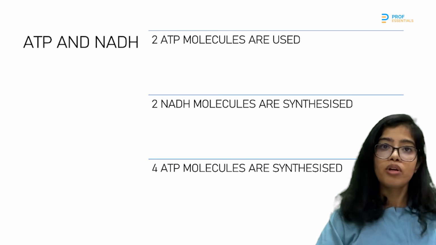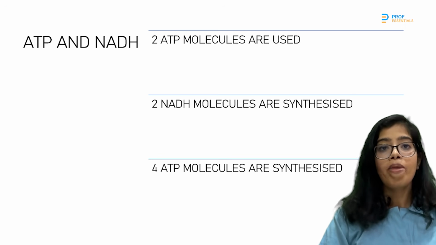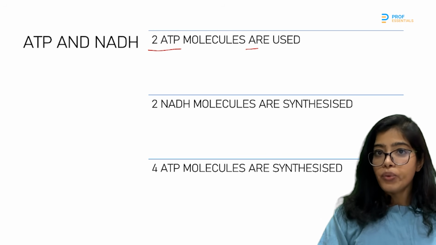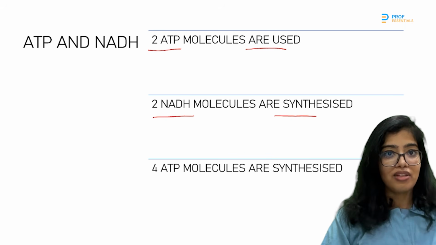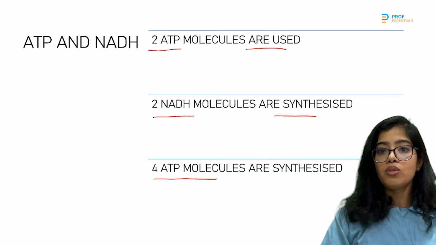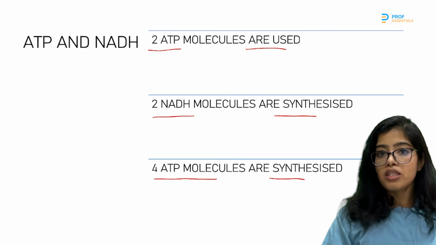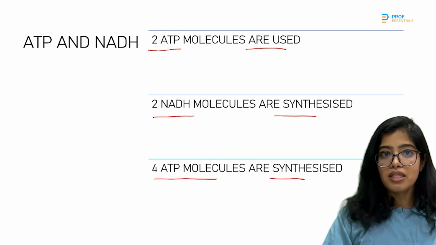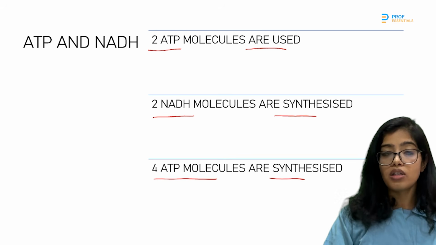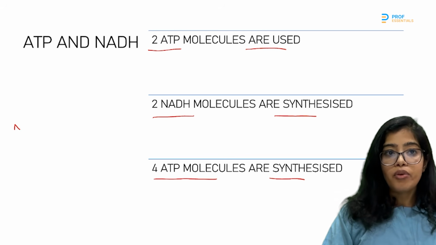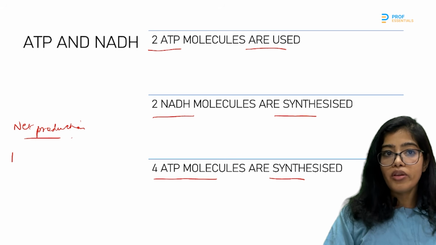Next, the fourth most important step that we should remember is 2 ATP molecules are used, 2 NADH molecules are synthesized, and where are they synthesized? This we have discussed. And 4 ATP molecules are synthesized. Okay, so 2 ATP molecules are used, 4 ATP molecules are synthesized. So net 2 ATP molecules will be synthesized. This is for 1 molecule of glucose. So net production will be from 1 molecule of glucose, we will get 2 molecules of pyruvate.